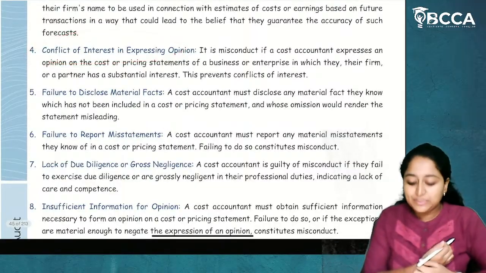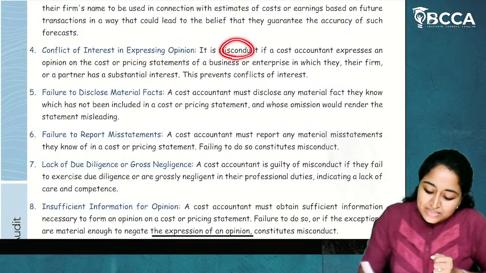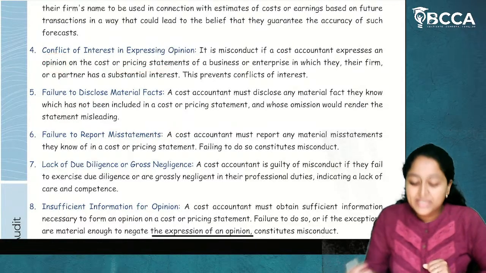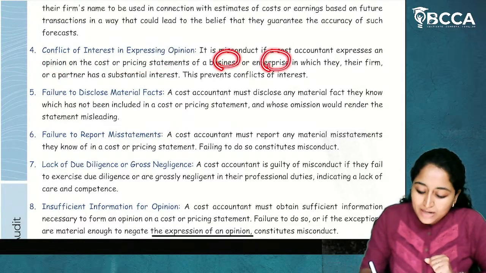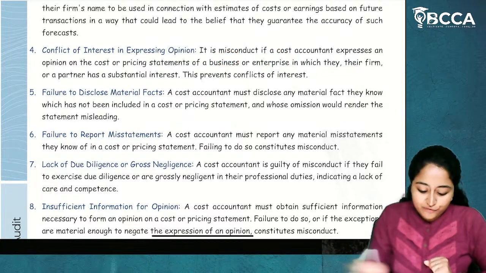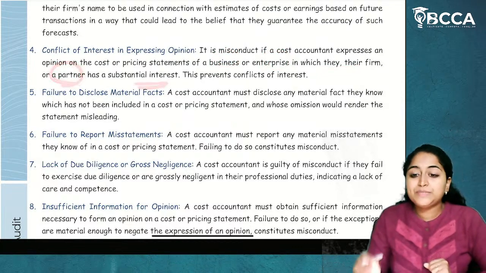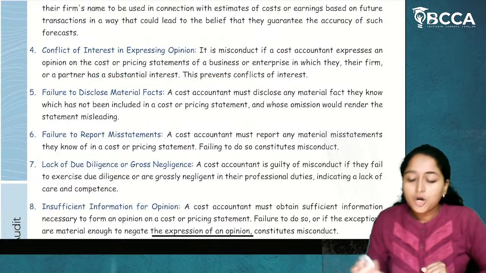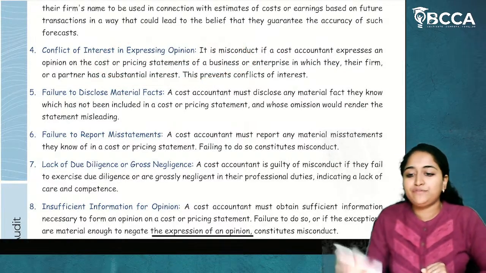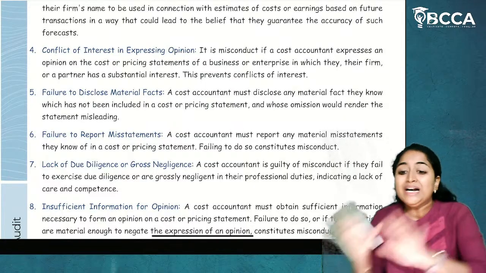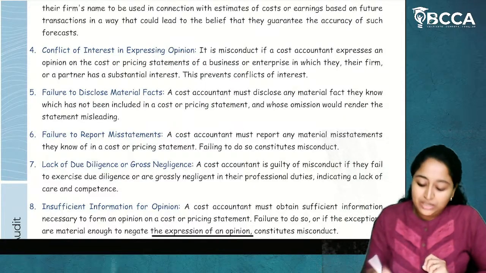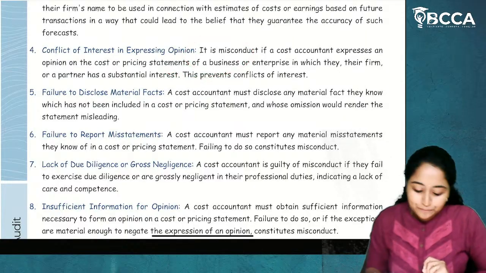Conflict of interest in expressing an opinion. It is a misconduct if a cost accountant expresses an opinion on the cost or pricing statements of a business or enterprise in which they, their firm, or a partner has a substantial interest. If you have an interest in that particular firm, or its subsidiary firm, or its associate firm, or its holding firm, you should disclose the interest. Without disclosing the interest, if you are giving your opinion, then it is a professional misconduct.